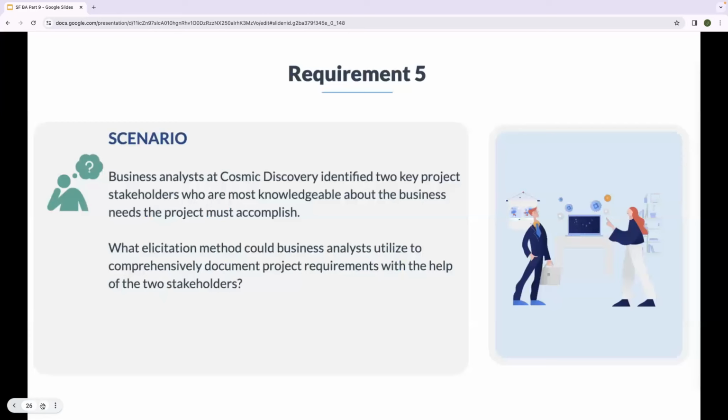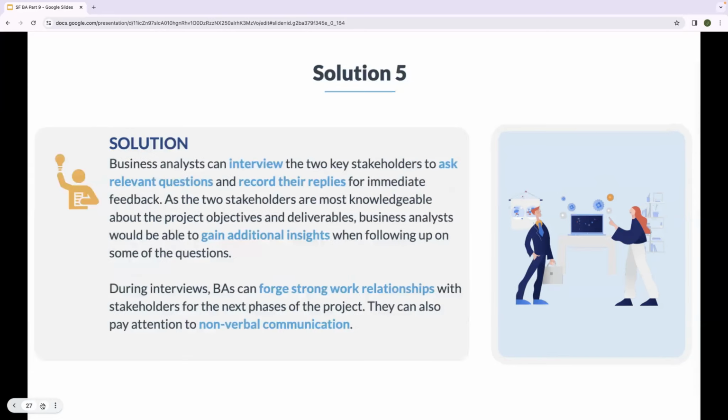The fifth scenario is a business analyst at Cosmic Discovery identifies two key project stakeholders who are most knowledgeable about the business need the project must accomplish. What elicitation method could a business analyst utilize to comprehensively document project requirements with the help of two stakeholders?